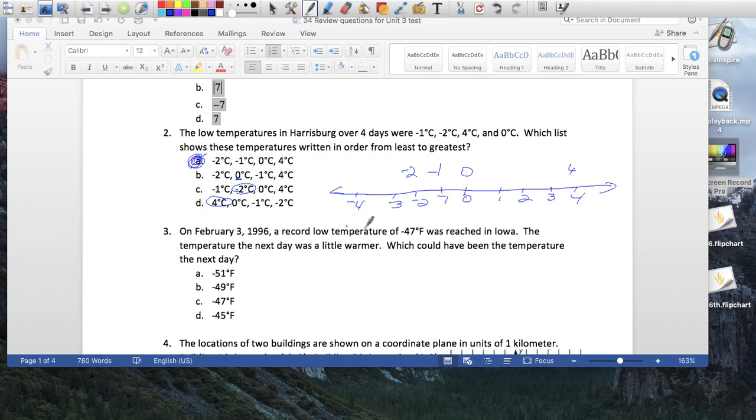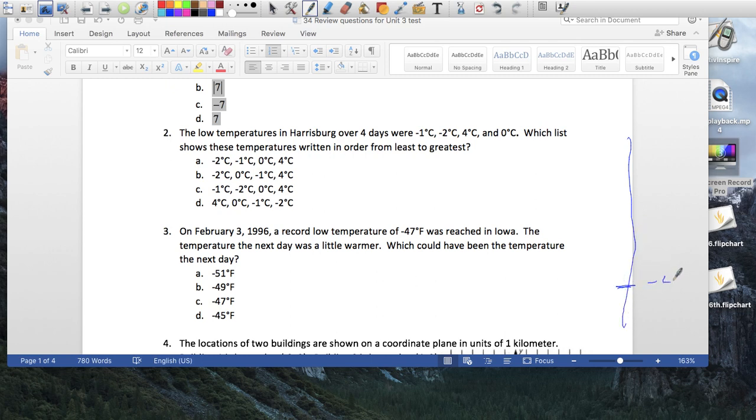February... there was a record. It was -47. Where was this? Iowa. Oh my God, it's really cold. The temperature the next day was a little warmer, which could have been the temperature. So I'm going to draw a number line. Let's just assume -47 is all the way down here, right? Temperature is your thermometer. And let's just assume the 0 is over here.